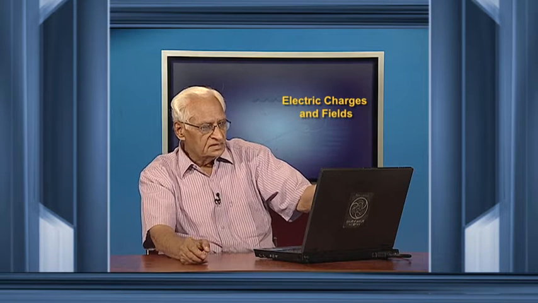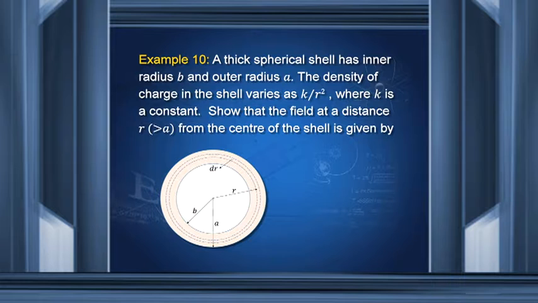Now, we take a slightly different case. A thick spherical shell has inner radius b and outer radius a. So, it is a thick shell, therefore, inner radius b and outer radius a. This is the shell. The density of charge in the shell, not inside the shell, in the shell here, varies as k by r squared.